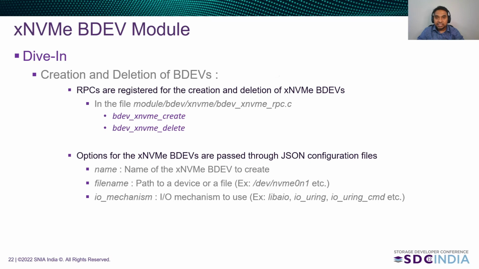After the module is registered, the individual xNVMe BDEVs can be created and deleted using remote procedure calls. bdev_xnvme_create and bdev_xnvme_delete are the RPCs for the creation and deletion of the xNVMe BDEVs. Options are passed through JSON configuration files. Name, filename, and IO mechanism are the options present as of now for the xNVMe BDEVs. The IO mechanism option specifies which type of asynchronous interface to use.